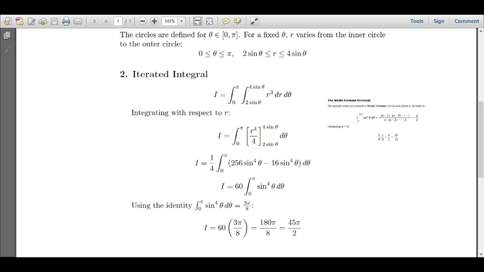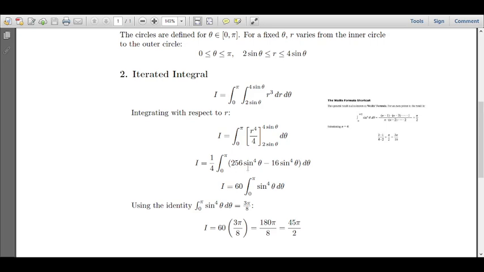Now how to evaluate this? To evaluate this double integral, first we integrate the integrand r cube with respect to r, treating theta as a constant. Now the integration of r cube is r power 4 by 4. Plug in these limits. Substitute the upper limit 4 sin theta: this is 4 power 4 sin power 4 theta, which is 256 sin power 4 theta. Minus, substitute the lower limit: this is 2 power 4 sin power 4 theta, which is 16 sin power 4 theta.